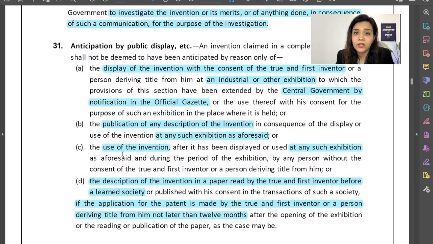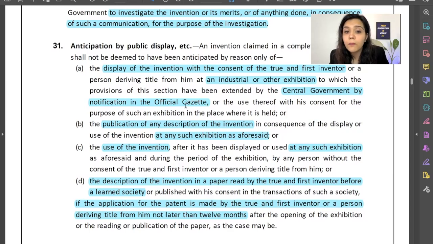Like, what can be the exception? The exception is public display of invention, and in which cases? Those cases are mentioned in subclause A, B, C, D. So first case, it says the display of invention with consent of the true and first inventor or any person deriving title from him at an industrial or other exhibition to which provisions of this section have been extended by the central government by notification in official gazette, or use of this his consent for the purpose of such exhibition in the place where it is held.